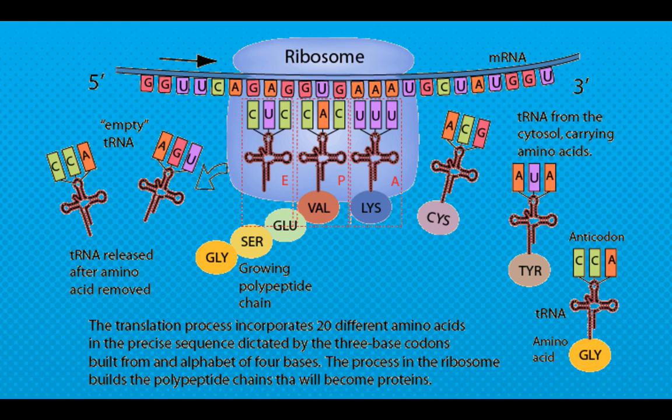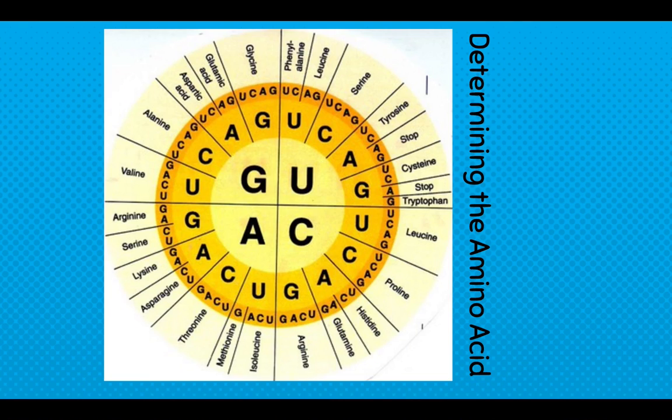So how do we determine what the amino acid is that goes with our mRNA? So we have a couple of ways of doing this. We can use this wheel, or we can use a chart that I'm going to show you in just a second. But the first thing I want to show you is how to use this wheel.